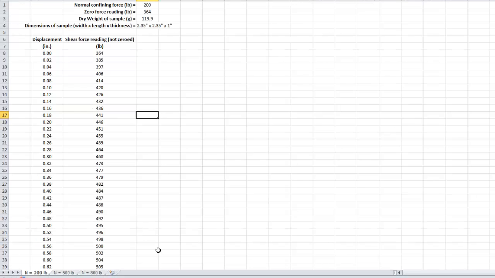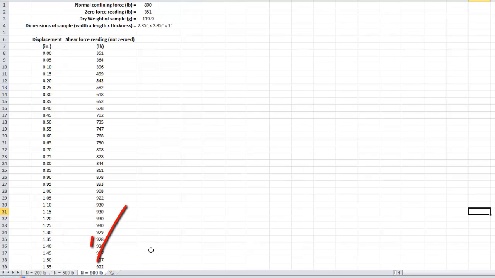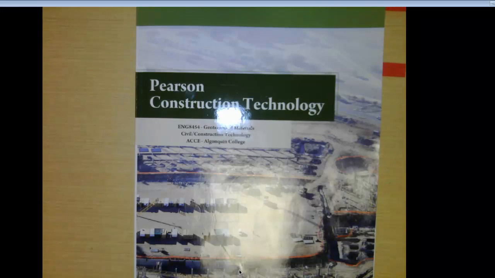It has 3 tabs. The first one, left to right, is for a 200-pound vertical force. The second one is for a 500-pound vertical force. The third one for an 800-pound vertical force. Now this might be different for your individual lab, but in general terms, the vertical confining forces will be as just shown. Back to your textbook.